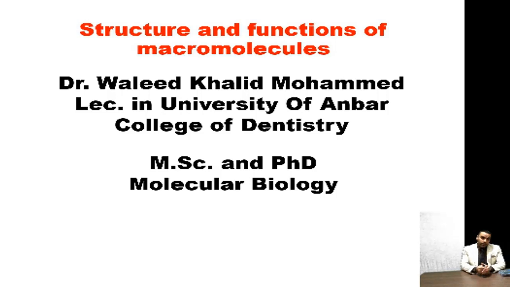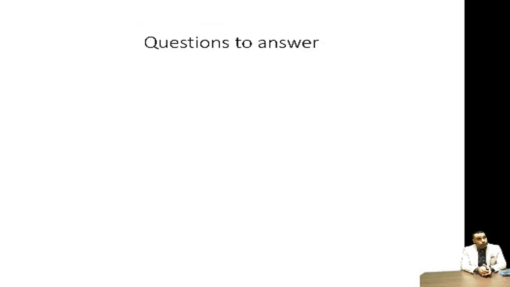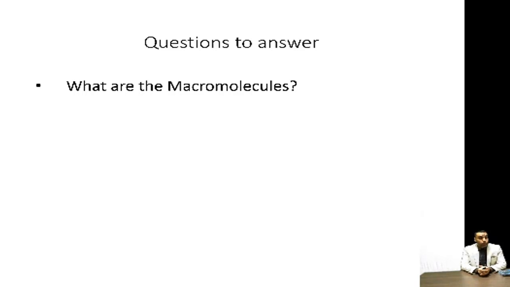In the first lecture, we covered the levels of organization, and we mentioned that the organism consists of atoms, and these atoms connect to each other to form molecules, and then these molecules connect to each other to form macromolecules. After finishing this lecture, we have to answer this question: what are macromolecules?